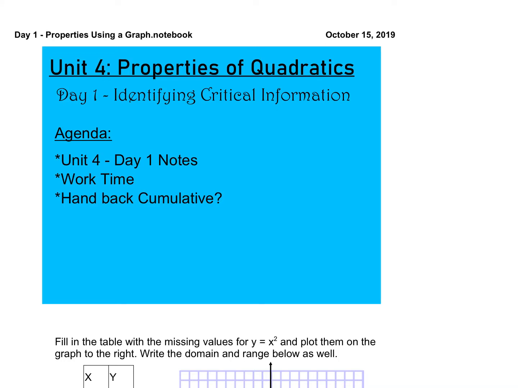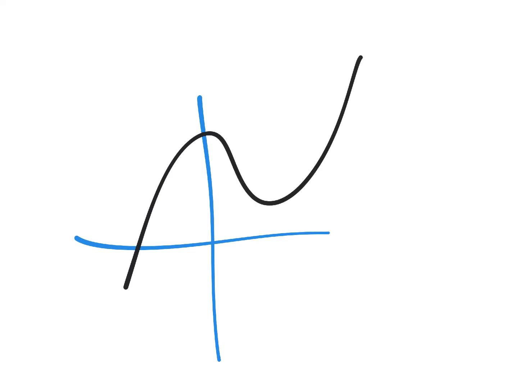So, properties of quadratics. What the heck is a quadratic? Is this a quadratic? No. Nope, that's not a quadratic. Is this a quadratic? Nope. What's that? Anybody remember that one? That's an absolute value.